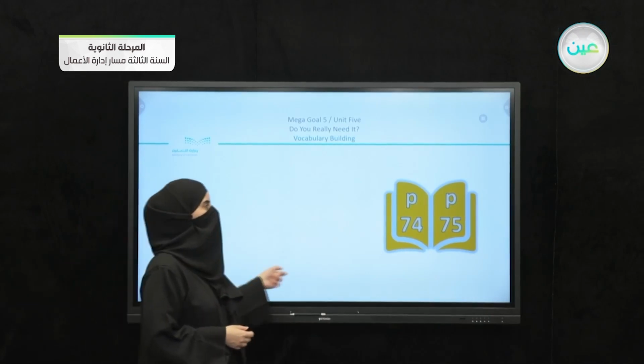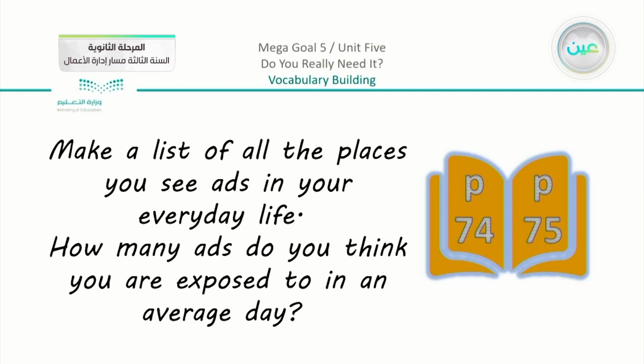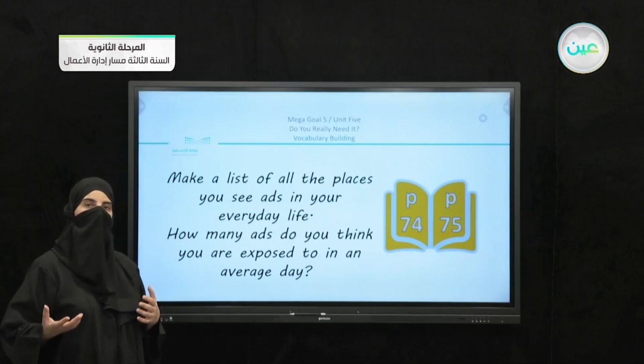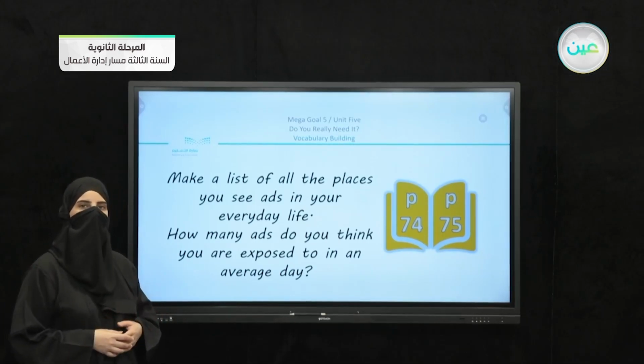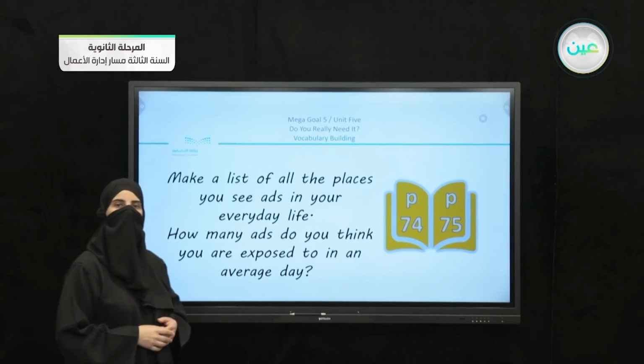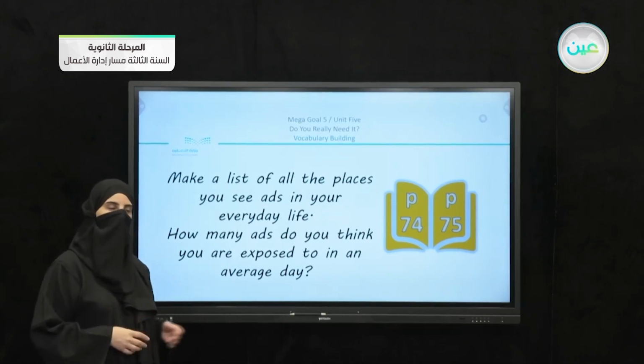Now, I want you to prepare for page number 74 and 75, which is our reading lesson. You are going to see the same words that we have here in the vocabulary building within your passage. And we do have here an assignment for you. Make a list of all the places you see ads in your everyday life. How many ads do you think you are exposed to in an average day? So these are the assignments. Just think about different ads, and also how many do you think you are exposed to? And we are going to discuss this part, inshallah, in our next lesson, which is the reading lesson.